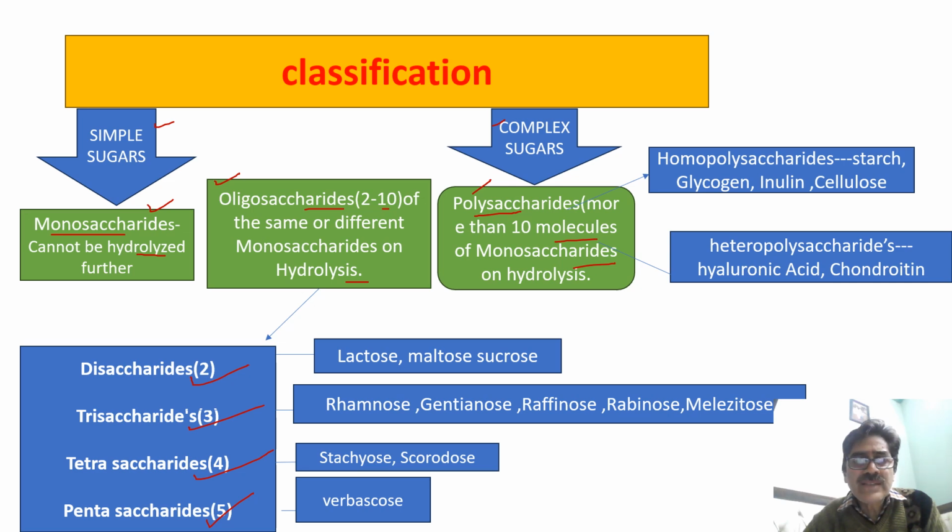Most common disaccharides include lactose, maltose and sucrose. Secondly, trisaccharides include rhamnose, gentianose, raffinose, rabinose, maltazose. And tetrasaccharides, stachyose and sucrorodose. And pentasaccharides, verbascose. Now, among the polysaccharides, we have two more groups, homopolysaccharides and heteropolysaccharides. Homopolysaccharides include starch, glycogen, inulin, and cellulose. And heteropolysaccharides include hyaluronic acid, chondroitin.